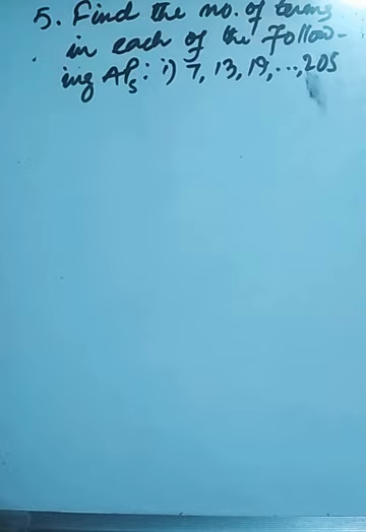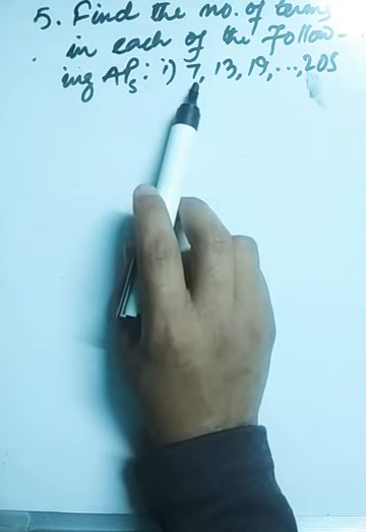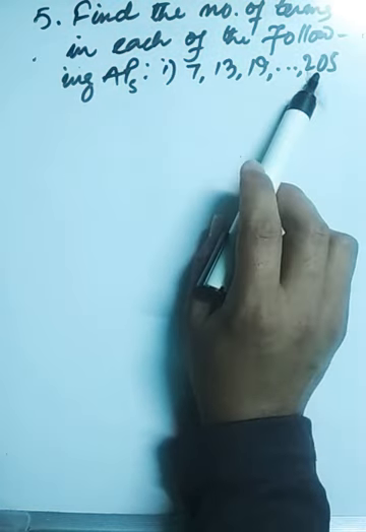Okay, here is the question. Find the number of terms in each of the following APs. So I have written the first question. 7, 13, 19, and some terms will be there, and the last term is 205.